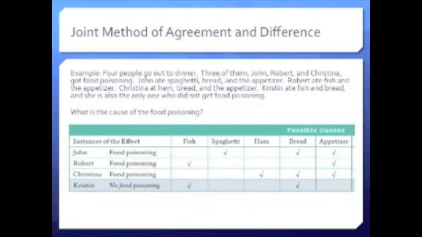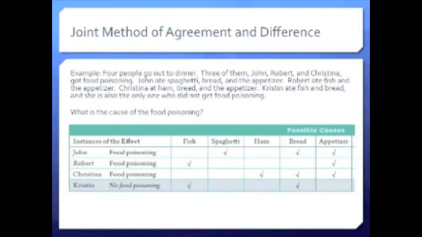In this example, 4 people go out to dinner. 3 of them, John, Robert, and Christina, got food poisoning. John ate spaghetti, bread, and an appetizer. Robert ate fish and the appetizer. Christina ate ham, bread, and the appetizer. Kristen ate fish and bread, and she is also the only one who did not get food poisoning.